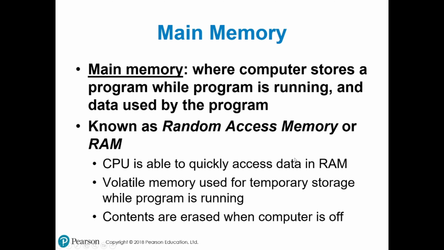Coming to the main memory, main memory is nothing but the primary memory, which the computer or the processor uses for any operations. So basically, this main memory is nothing but random access memory.